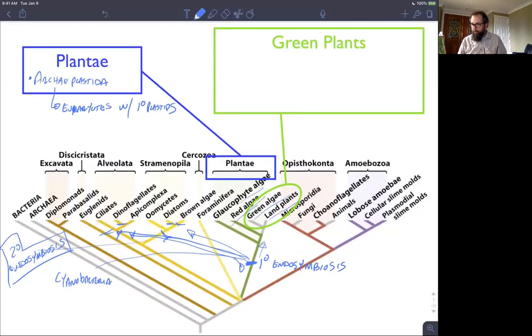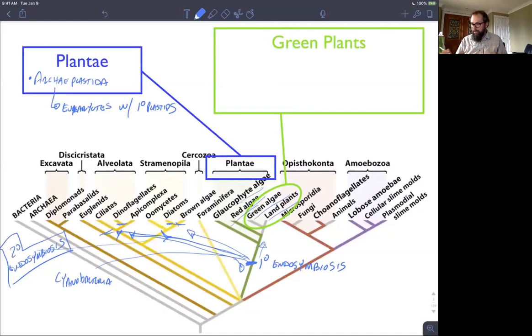So when we talk about plants in general, what we're talking about is the Archaeplastida, this clade that contains all these organisms with chloroplasts that are the result of primary endosymbiosis. So that's our synapomorphy for plants. So plants include more than just what we think of as land plants. They include the glaucophyte algae, the red algae, the green algae, and the land plants themselves.